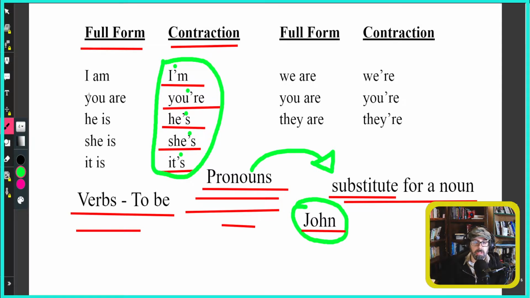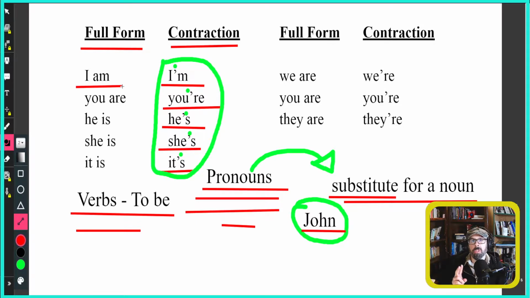Why? Well, when you look at the full form, I am, there are two sounds. I am. You have to say two sounds, two syllables. I am, full form. Contraction, I'm, one sound. I am, two sounds. I'm, one sound. So contractions are faster for speaking English. That's one of the reasons, to shorten it to one sound. I'm, you're, he's, she's, it's, all one sound.